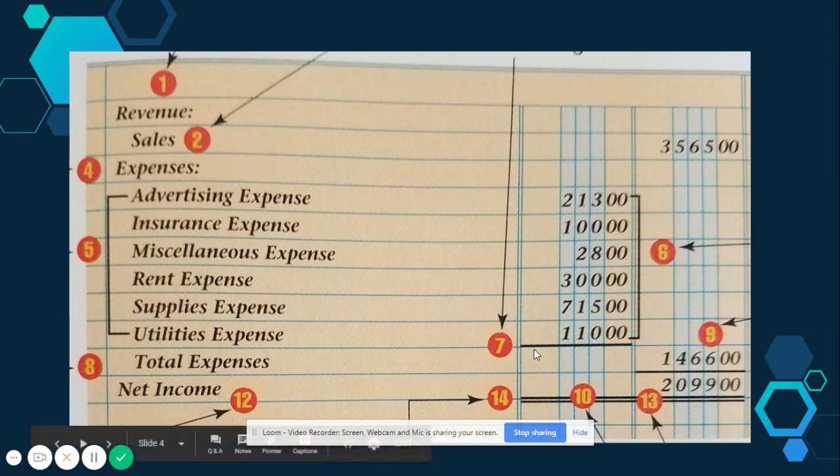Then we total our expenses by drawing the rule of one line and putting the total on the right side. Then from here, we take the difference between our revenue and our expenses to get our net income. This number should match what we have on our worksheet.